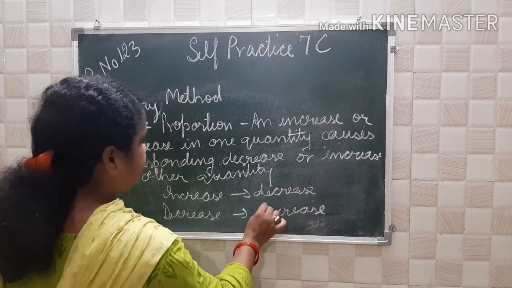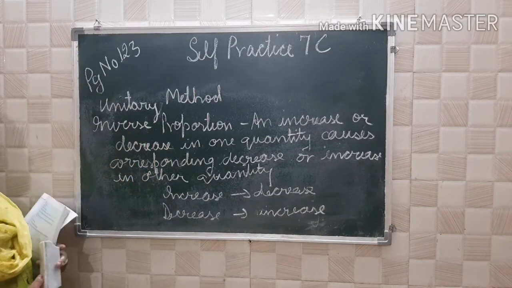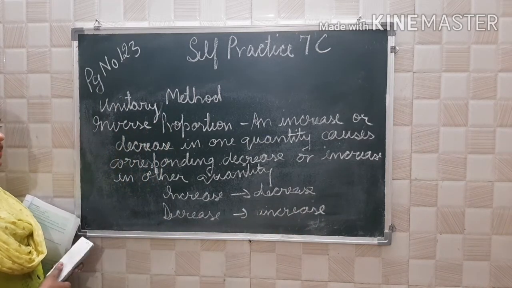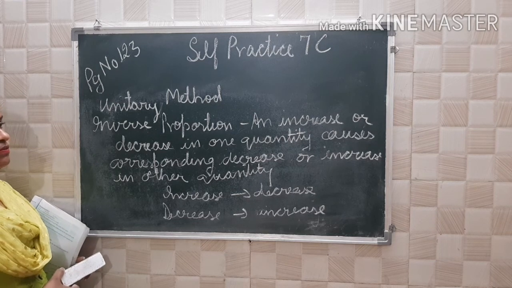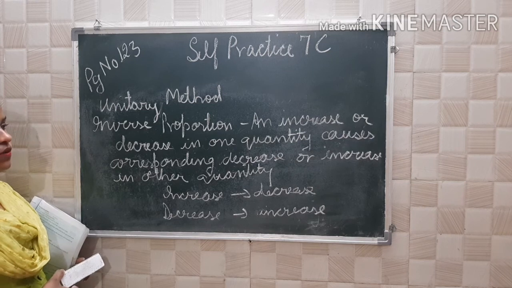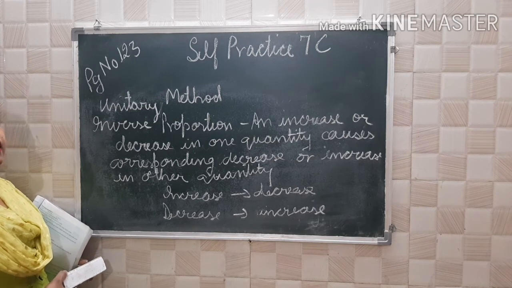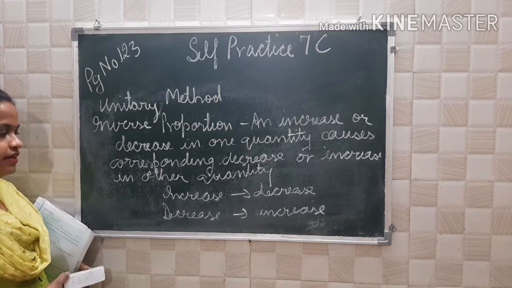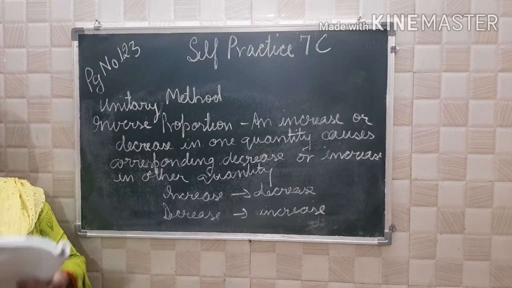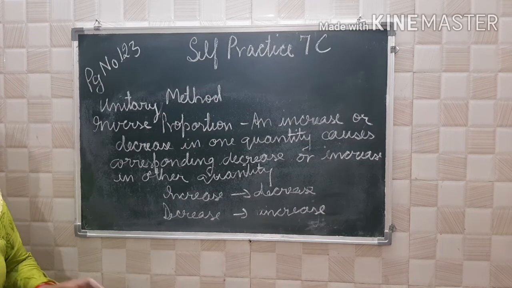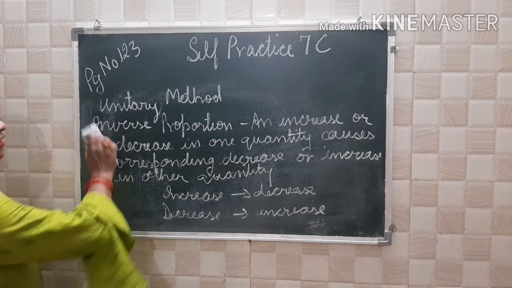So what do you have now? Inverse proportion. If one is increasing, the other will decrease. If one is decreasing, the other will increase. Means an increase or decrease in one quantity causes a corresponding decrease or increase in another quantity. This is inverse proportion. Now let's do exercise 7c. See how you will do.